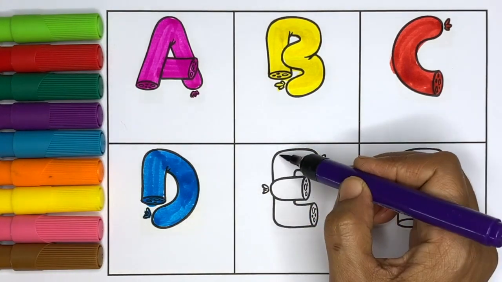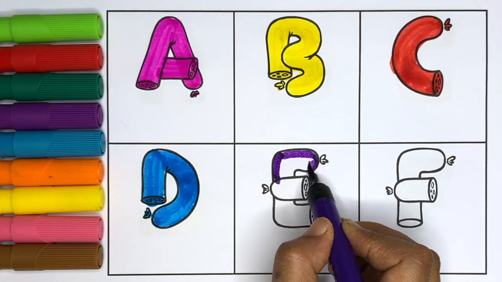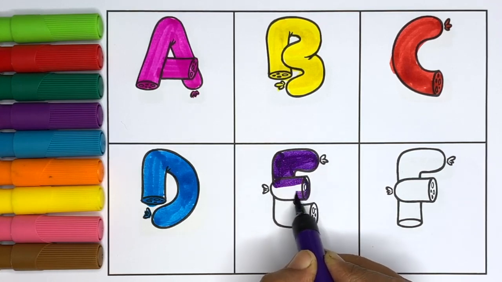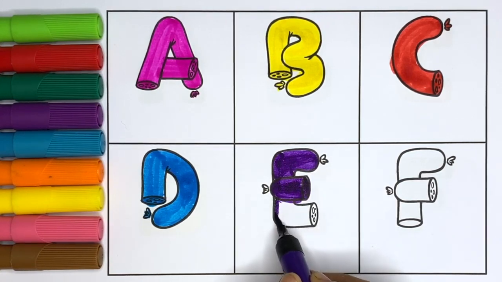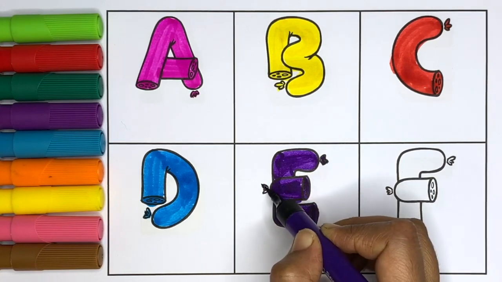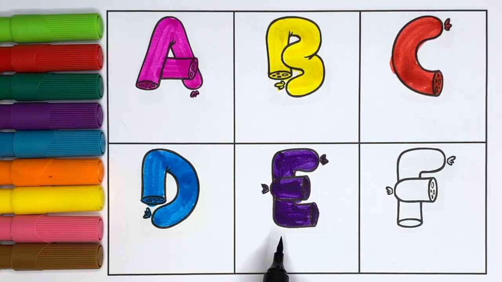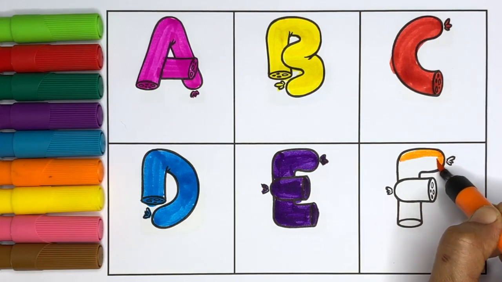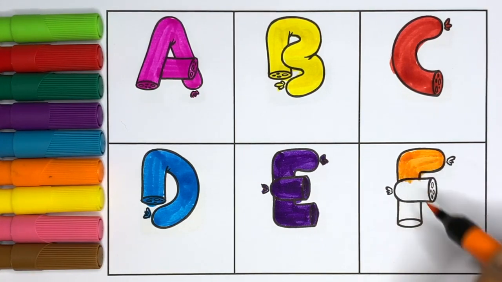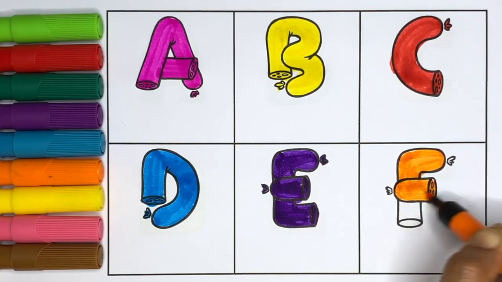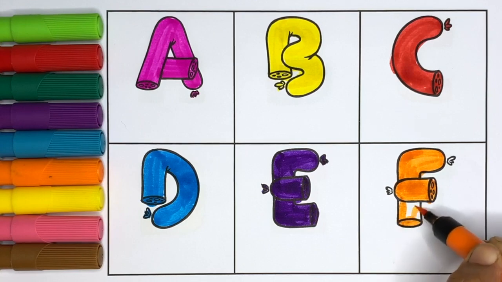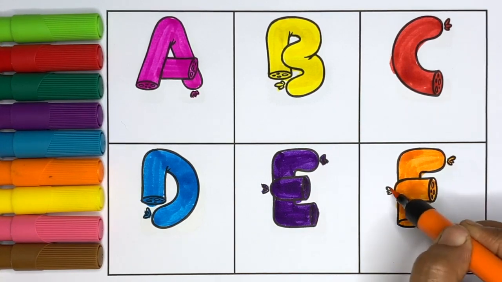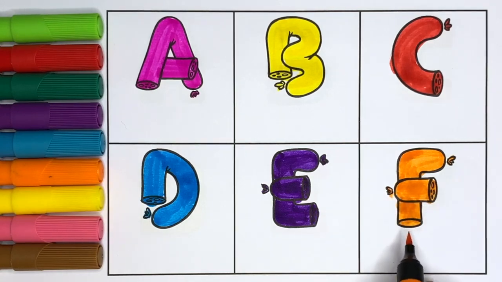Violet color. E. E for elephant. Orange color. F. F for fish.